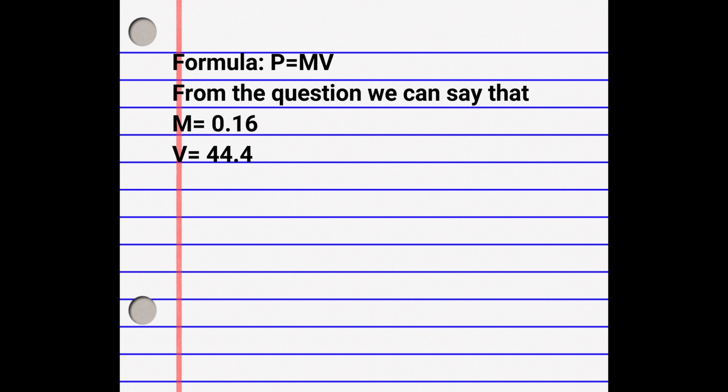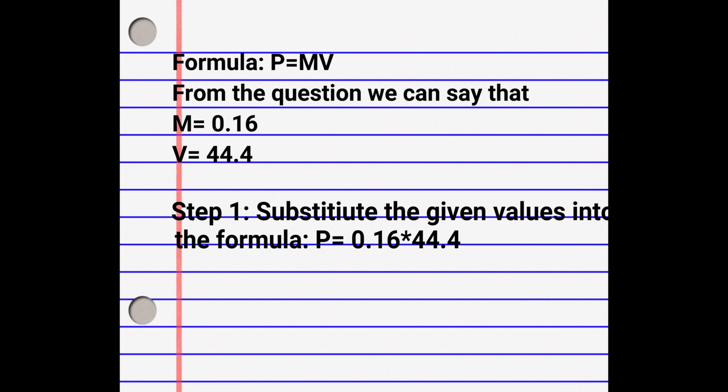The velocity of the ball is 160 kilometers per hour. We have to convert this to meters per second before we start. 160 kilometers an hour is roughly 44.4 meters per second. We are asked to find the momentum. Step 1. Substitute the given values into the equation. We get P is equal to 0.16 times 44.4.